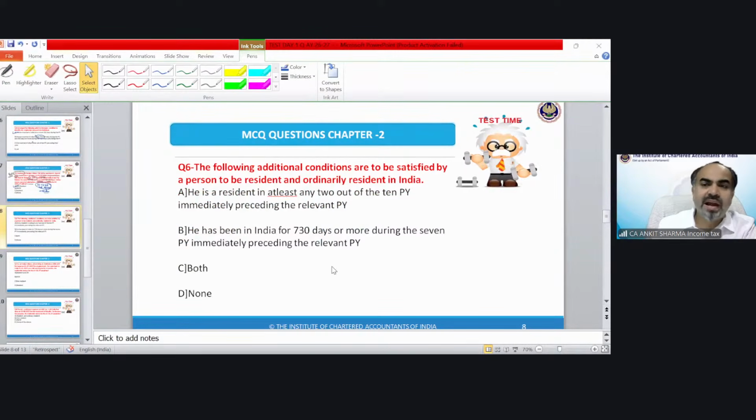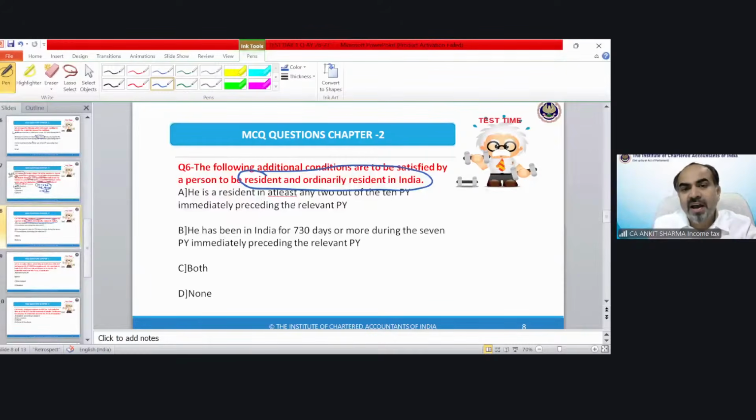The following additional conditions are to be satisfied by a person to be resident and ordinary resident in India. So if any person wants to be a resident and ordinary resident, read it carefully, student. We are discussing what additional conditions are to be satisfied to become a resident and ordinary resident. So what is the correct answer?